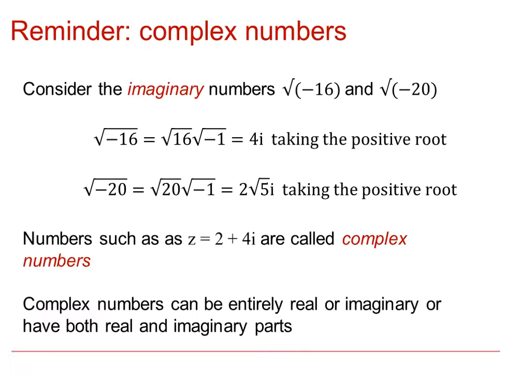Numbers such as z equals 2 plus 4i are called complex numbers, and in general we have that z is denoted by a plus bi, where both a and b are real numbers. They could also be 0, which would mean that complex numbers can be entirely real or imaginary, or have both real and imaginary parts.